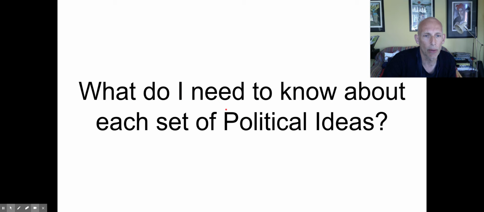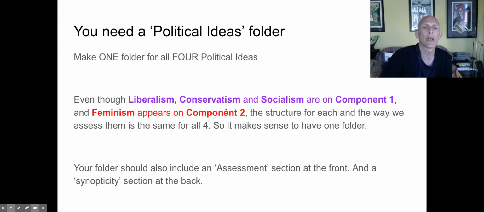There you go, little arrow. You should have a political ideas folder. It should have 4 main topic areas for it. That's for both me and Dom. So you'll be doing conservatism with Dom this term and liberalism with me until the summer. And you should also have a section at the front for assessment. And as I say, all of these questions are assessed on a 24-mark essay plan, and we'll work on that as we work through the topics.